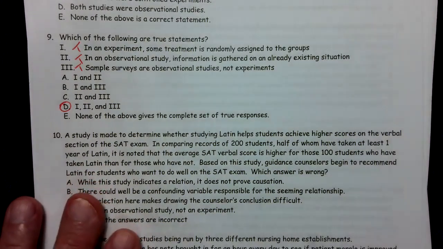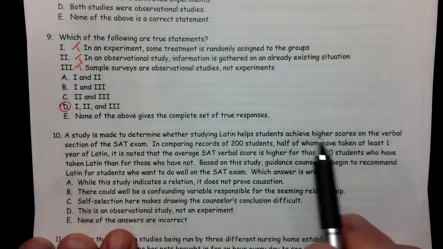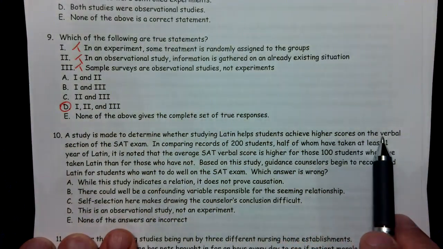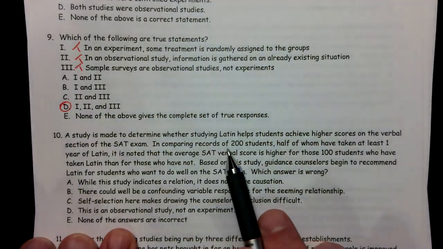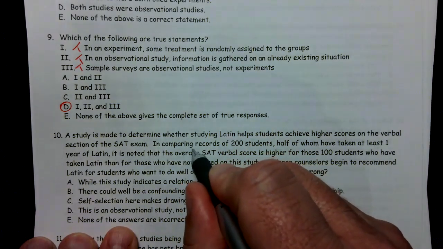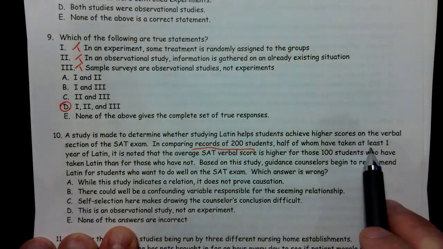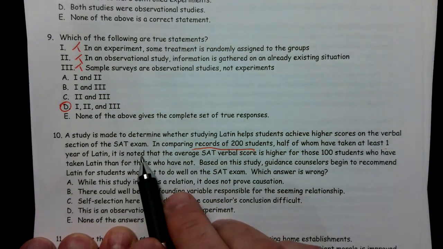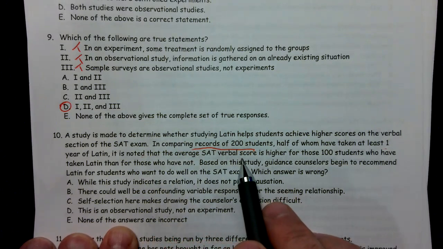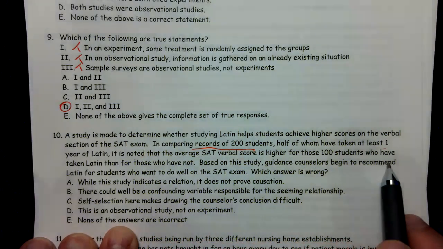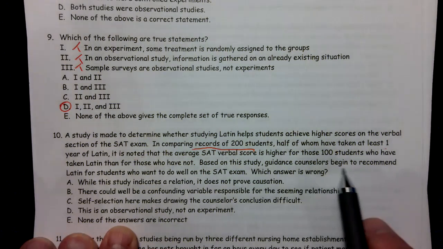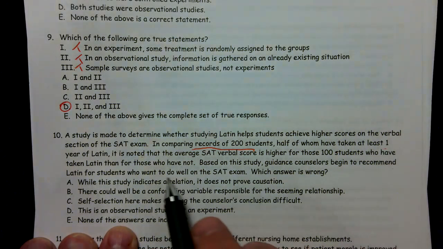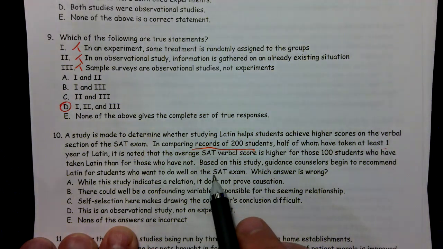Number 10. A study is made to determine whether studying Latin helps students achieve higher scores on the verbal section of the SAT exam. In comparing records, we're comparing records. This makes it an observational study, half of whom have taken at least 1 year. It is noted that the average SAT verbal score is higher for those students who have taken Latin than for those who have not. Based on the study, guidance counselors begin to recommend Latin for students who want to do well on the SAT.